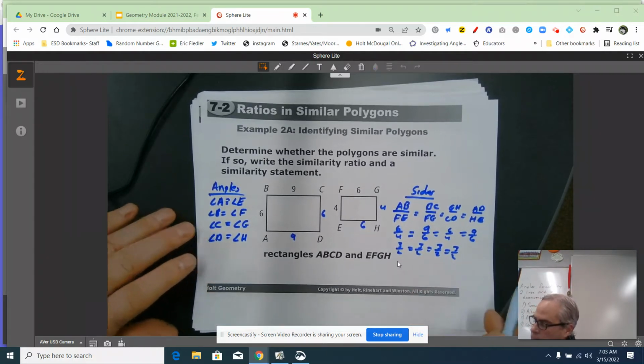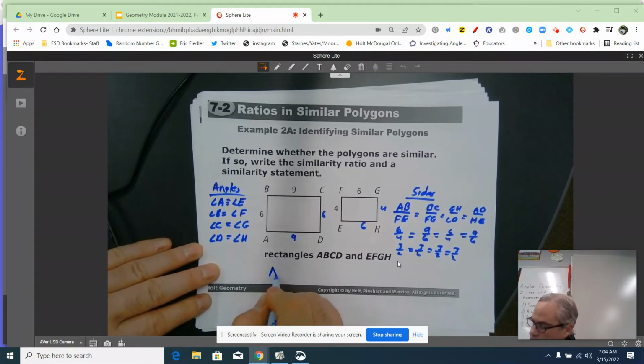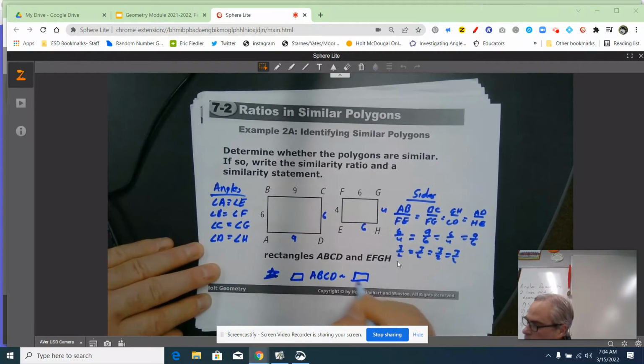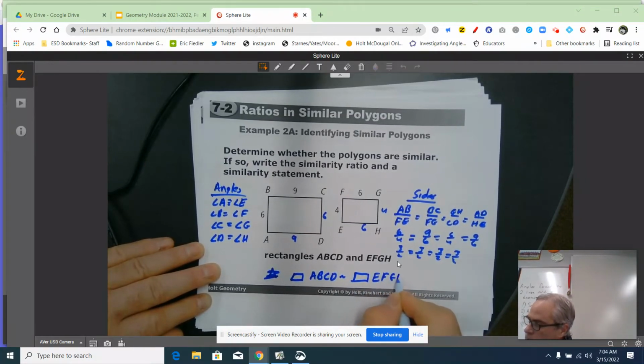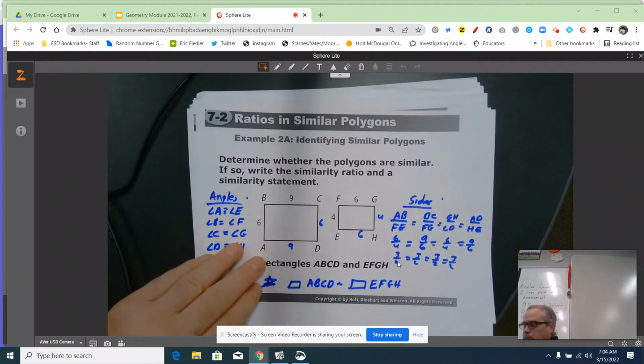Okay, and so I'm saying yes, they are similar. And here's the similarity statement. I almost put triangle, didn't I? Rectangle ABCD is similar to rectangle EFGH. Show the angles, show the sides. You have to do both.